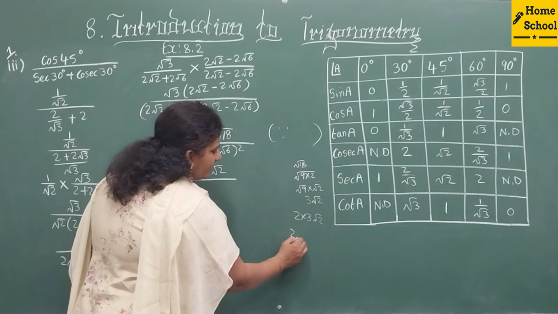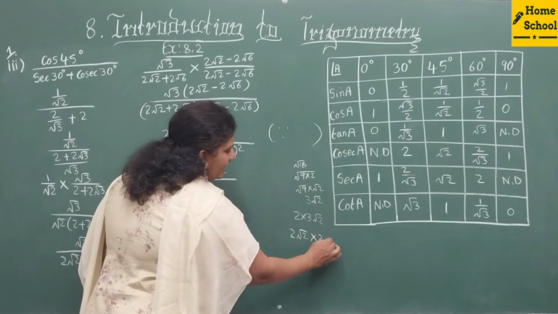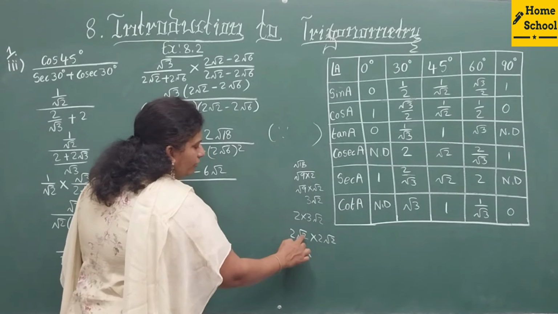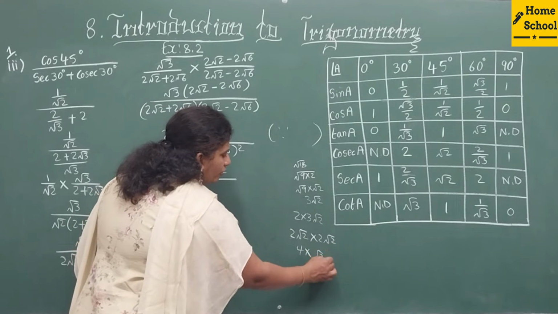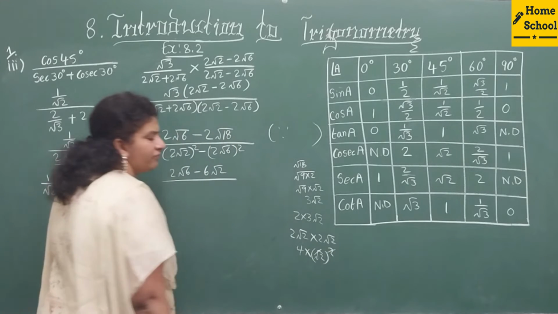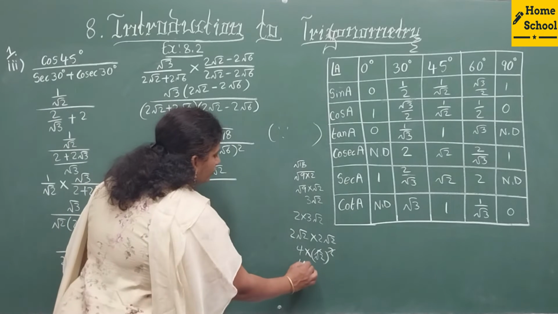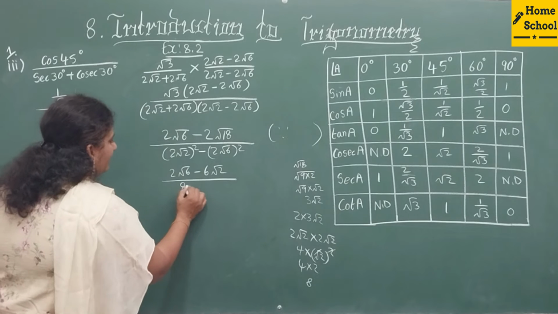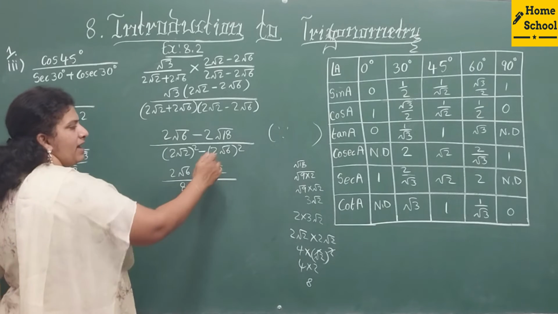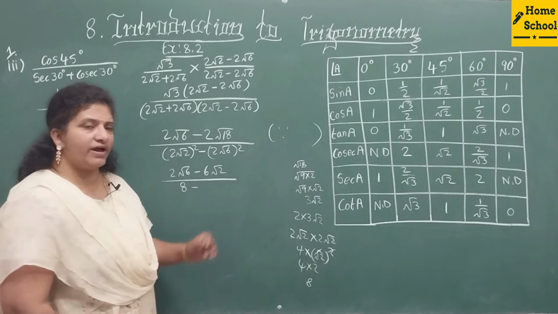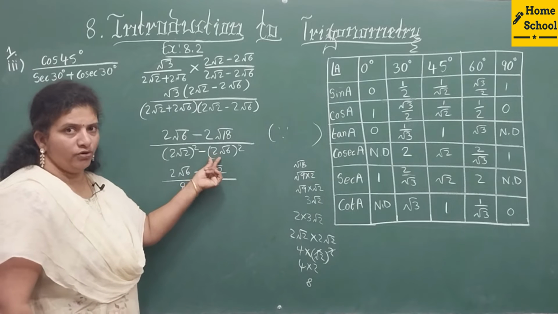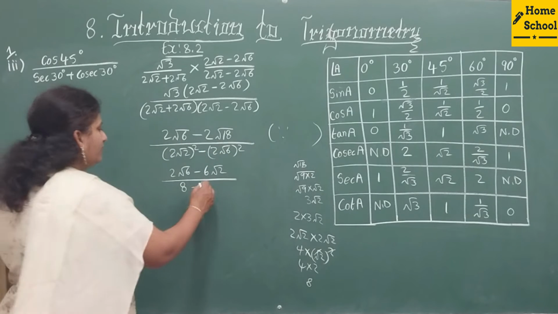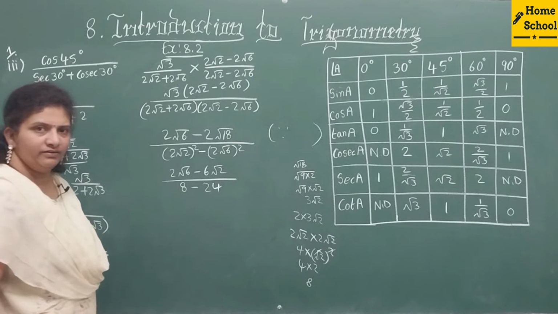2 root 2 whole square means 2 root 2 multiplied 2 times. 2 2s are 4 into root 2 into root 2, root 2 whole square, the square root will be cancelled. So 4 into 2, that is 8. Write here 8 minus. In the same manner, try to say 2 root 6 whole square: 2 2s are 4, root 6 into root 6 is 6, 4 6s are 24. Right?